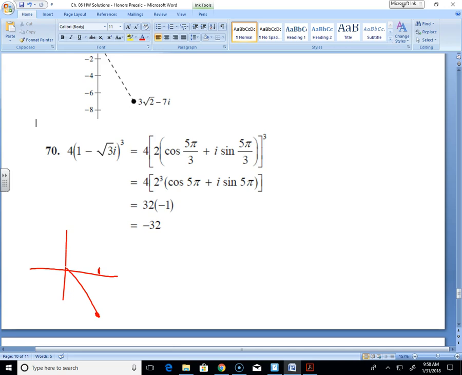0. And what's sine of, oh, careful, no, cosine is negative 1 at pi. Sine is 0. That's why the i's are all gone. That's just -1. -1 times 4 times 8 is -32.